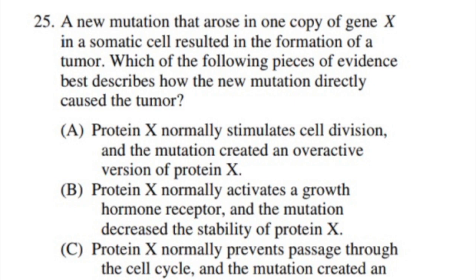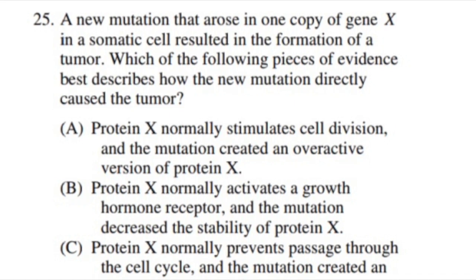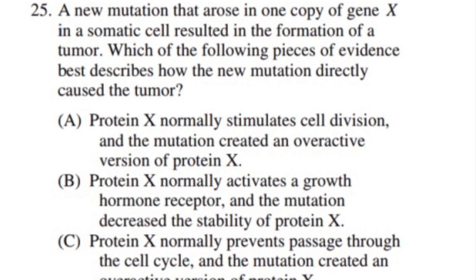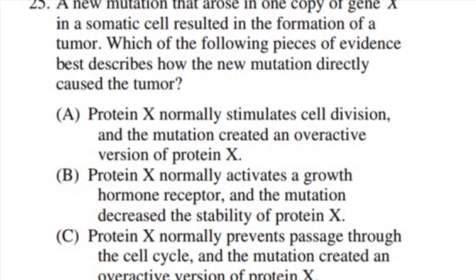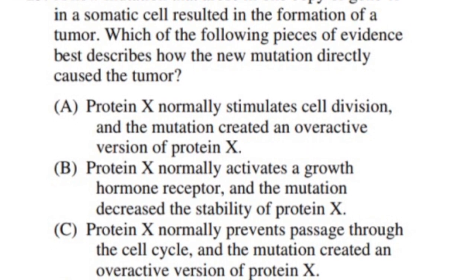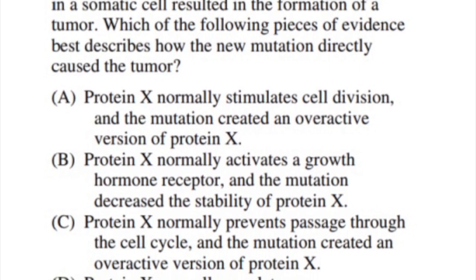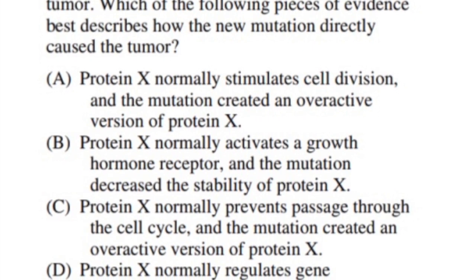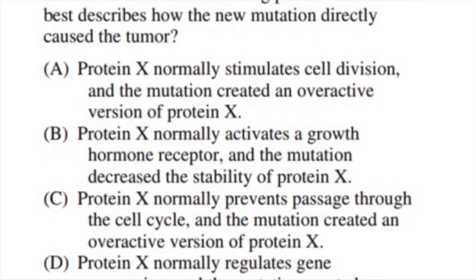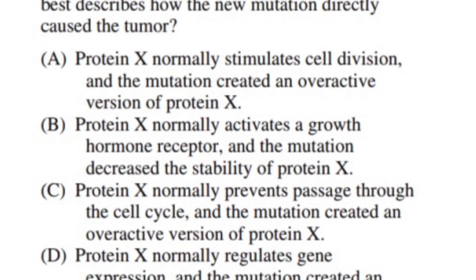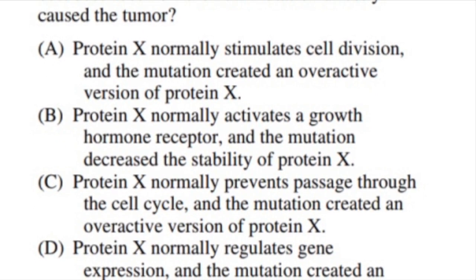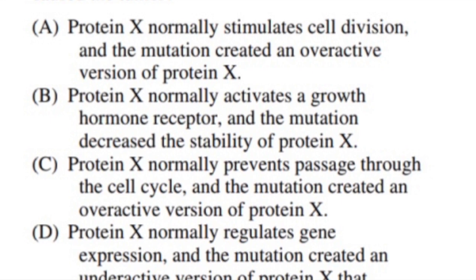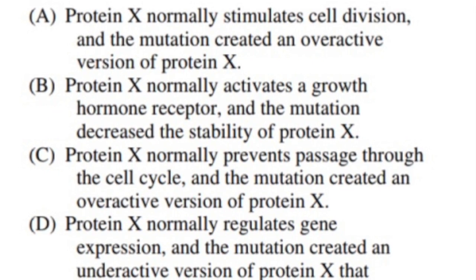A new mutation that arose in one copy of gene X in a somatic cell results in the formation of a tumor. Which of the following pieces of evidence best describes how the new mutation directly caused the tumor? A. Protein X normally stimulates cell division, and the mutation created an overreactive version of protein X. B. Protein X normally activates a growth hormone receptor, and the mutation decreased the stability of protein X. C. Protein X normally prevents passage through the cell cycle, and the mutation created an overreactive version of protein X.